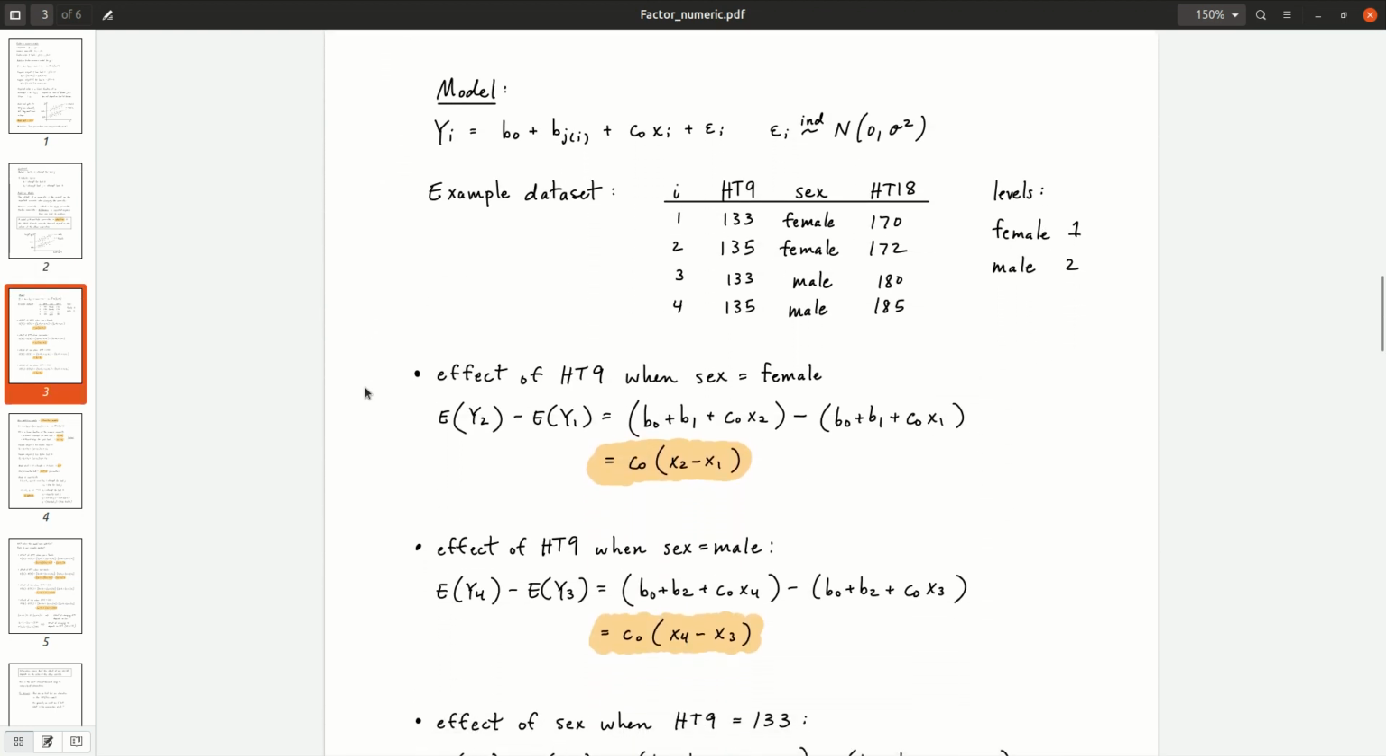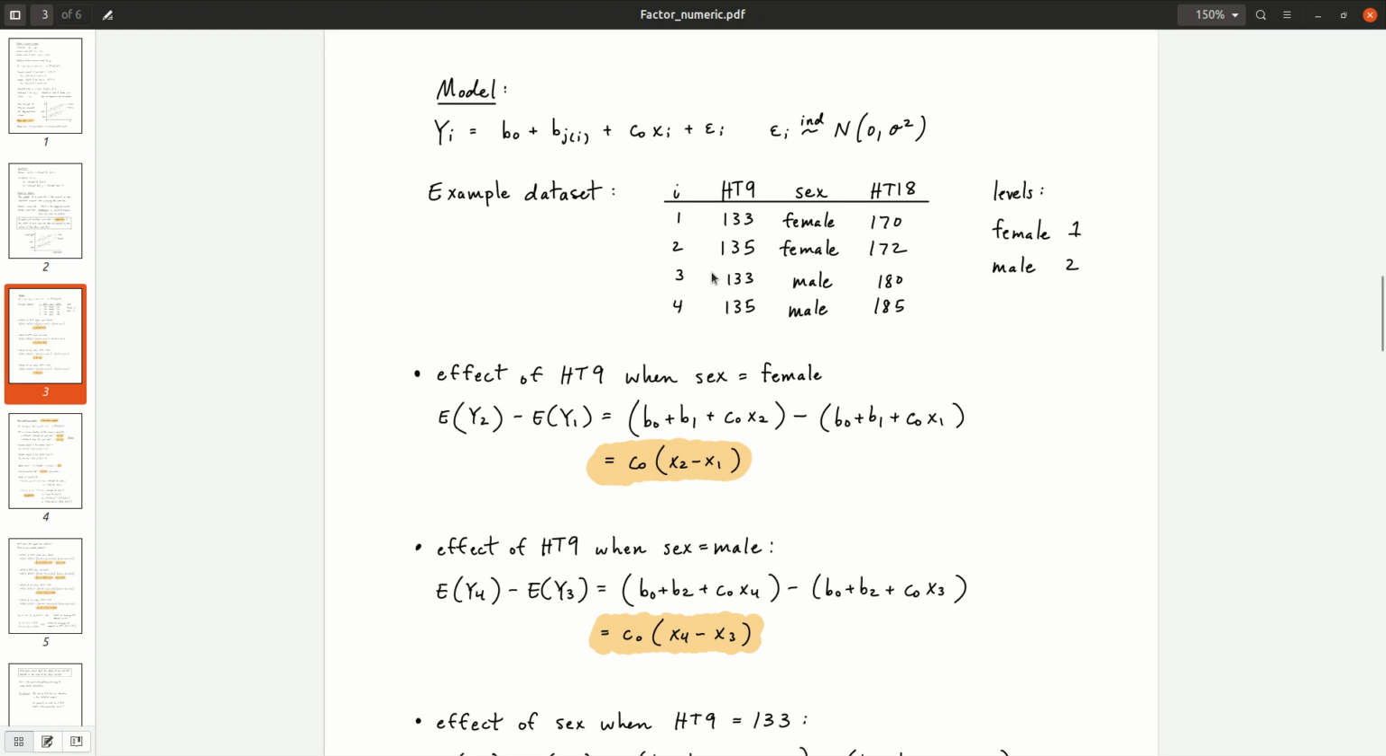All right, now let's see how that works mathematically. And what I want to show you is why this form of the model has the property I just described to you qualitatively. So here I've just written down the additive factor numeric model. So this is the same as before. And then I'm going to give you an example data set. This is just data I made up for the purpose of illustrating the fact that this is an additive model. So there's 4 observations.